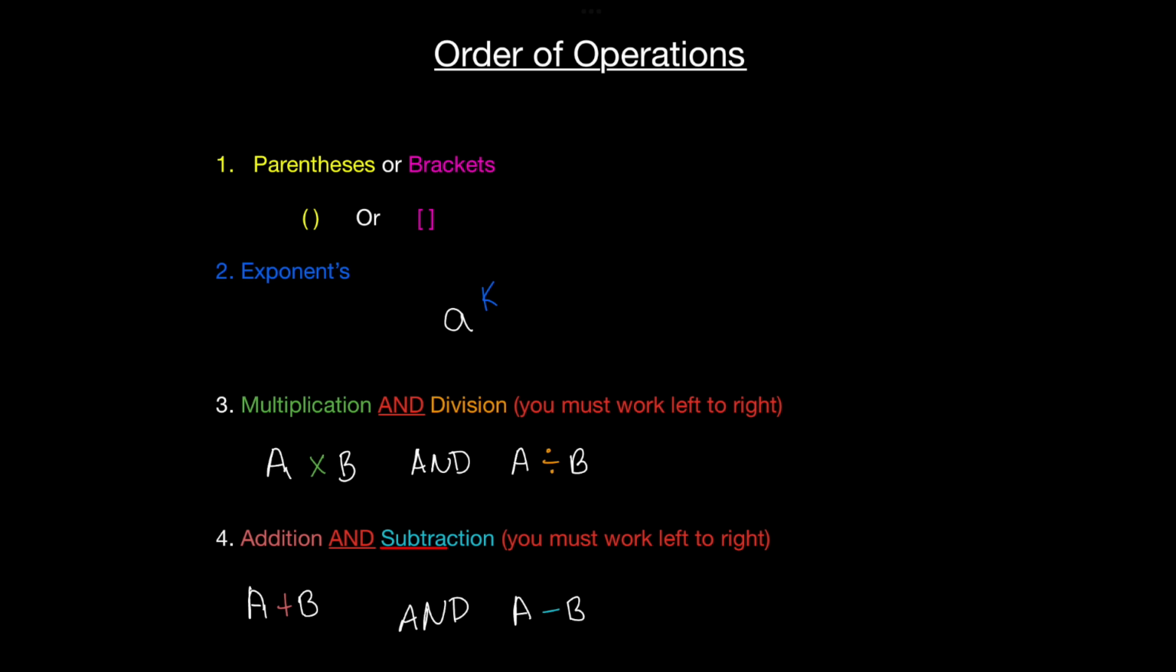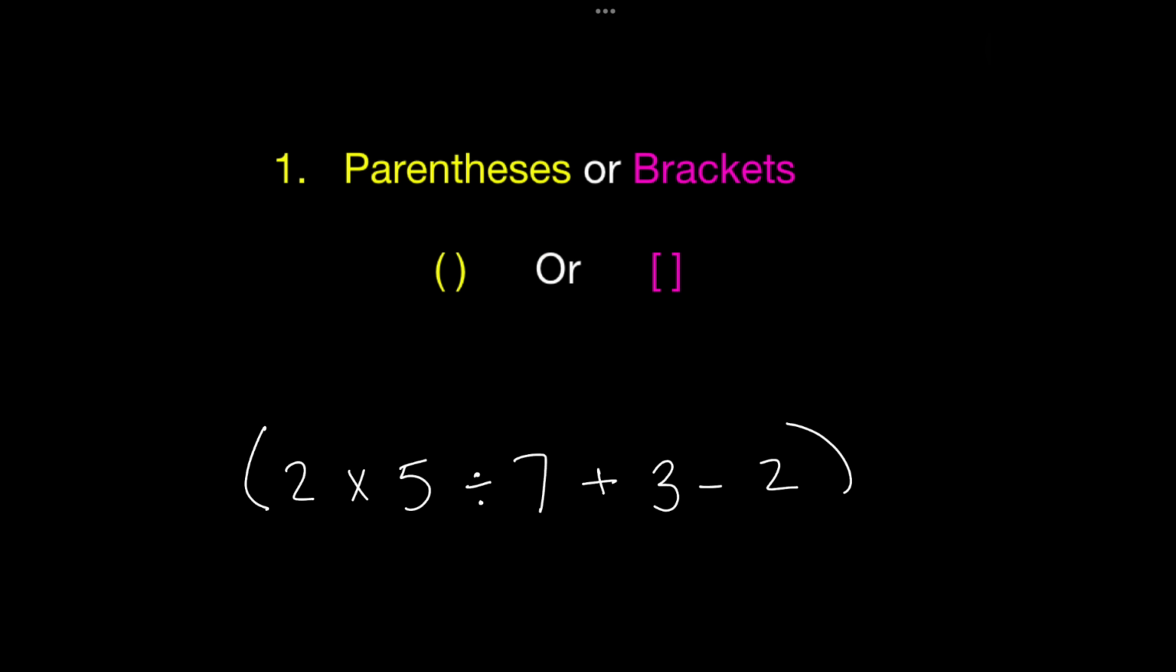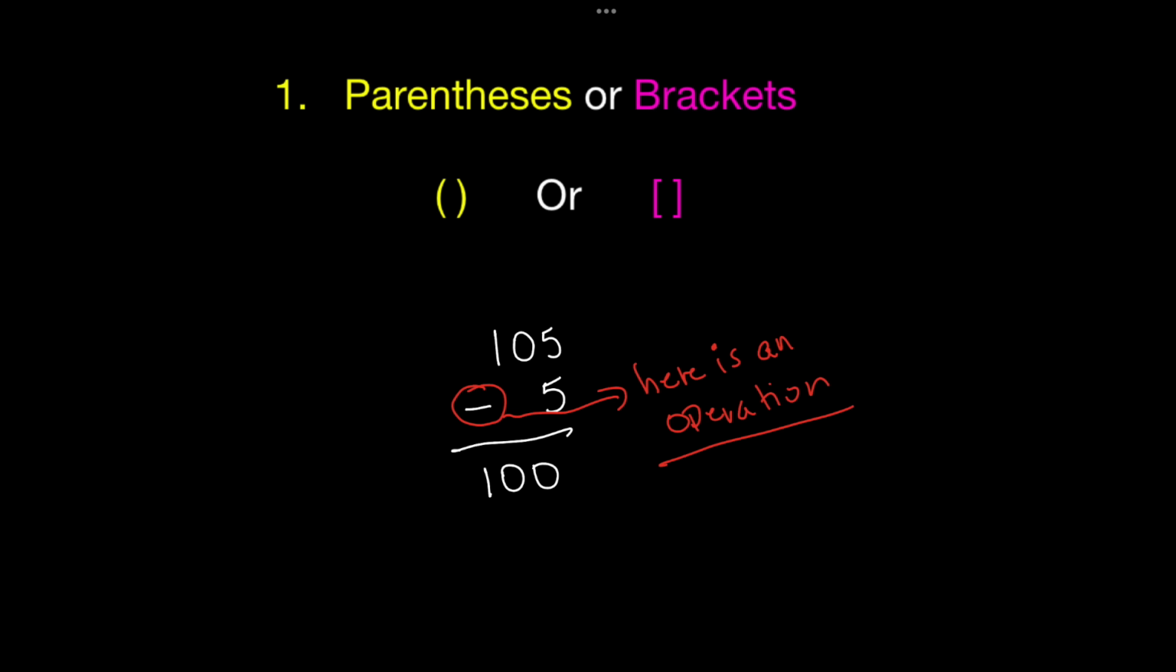Let's start with parentheses and brackets. Parentheses are symbols that look like this, and they are used to group numbers and operations together. What do I mean by operations? When I say operations, I am referring to performing multiplication, division, addition, and or subtraction. So for an example, if we have a simple math problem like 105 minus 5, the operation we are performing is subtraction.